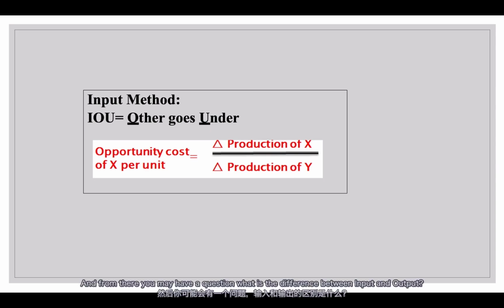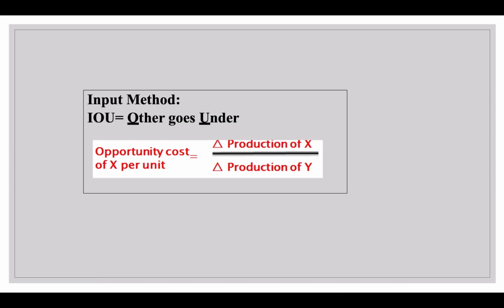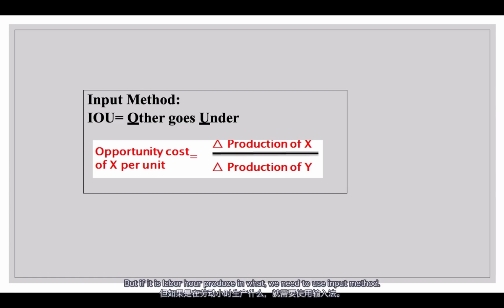And from here, you may have a question: what is the difference between input and output? Well, when you read the question, you may notice what is produced in what. If it is units produced in 3 hours, then we can use the output method. But if it's labor hours produced in what, we need to use the input method. And now, let's see these questions.